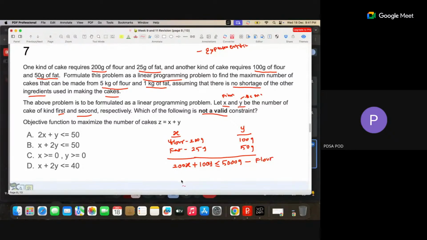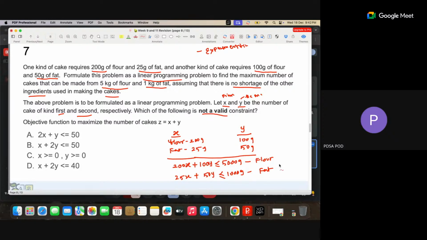Similarly, there is another constraint: 25 grams times x plus 50 grams times y, which is the fat constraint, where the limit in the store is 1,000 grams. We should not exceed this. This is the fat constraint. Is it right?